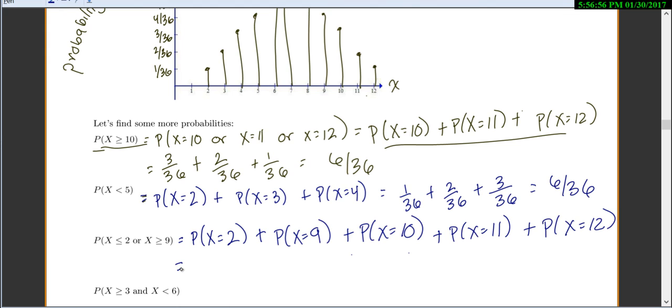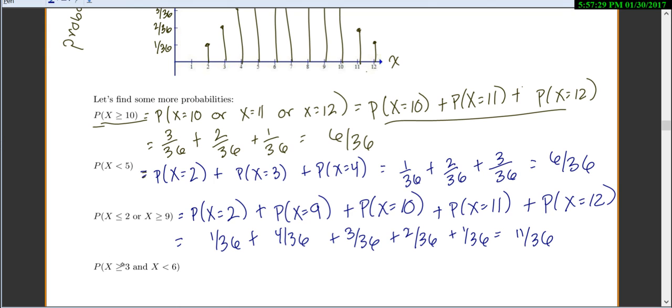So the probability that x equals 2, let's see, that is 1 out of 36. For the 9, let's see, we're at 4 out of 36, 3 out of 36, 2 out of 36, 1 out of 36. So 11 out of 36. And it might seem like it does take a while to do these. It does. Everything we do with discrete distributions kind of takes a while because you have to add them all up one by one.